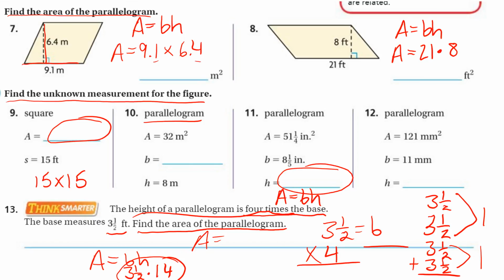But just remember, multiplication is the same thing as repeated addition. So 3.5 just means you're adding 3.5 plus 3.5 plus 3.5 plus 3.5. But you're doing it 14 times instead of just 4 like you did here. Okay. Or, of course, you can change them to improper fractions and then multiply straight across.